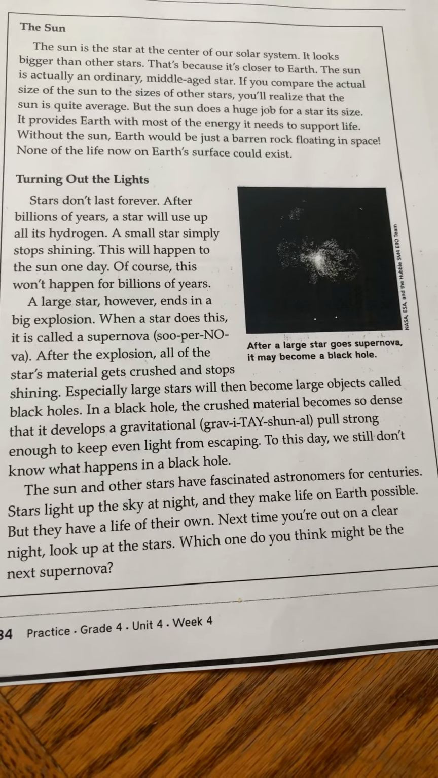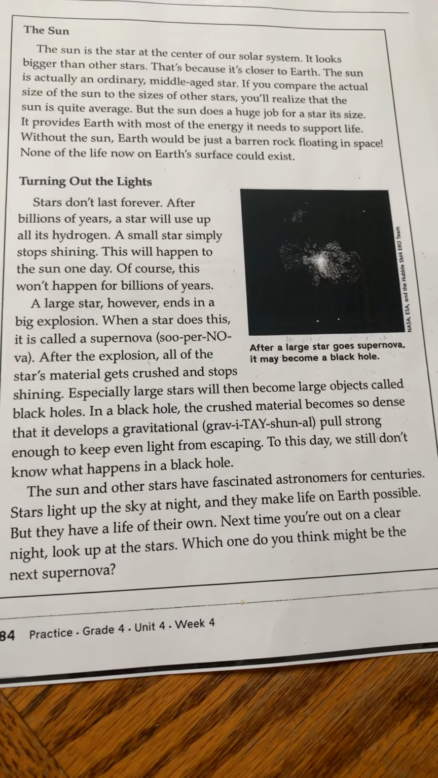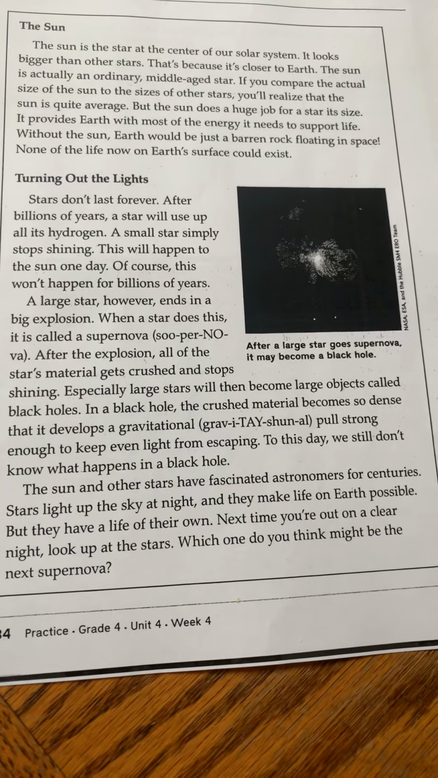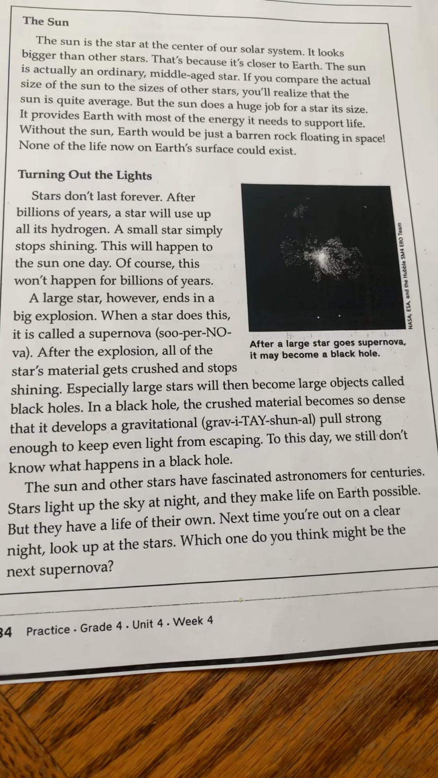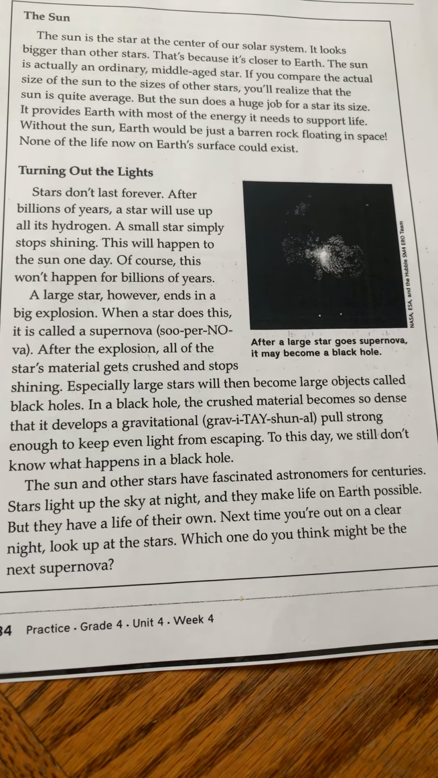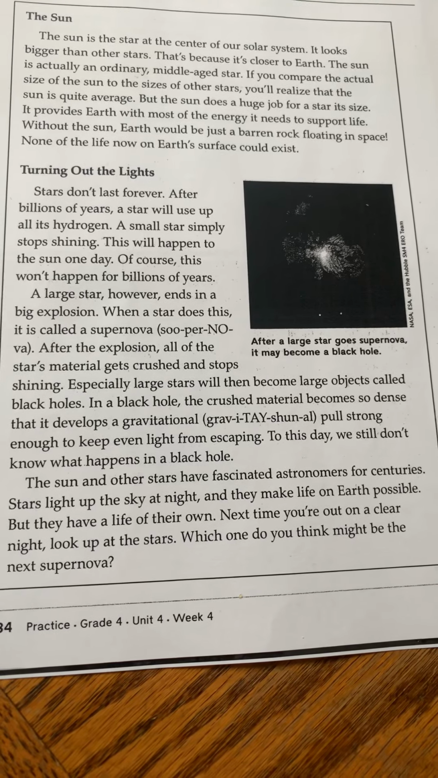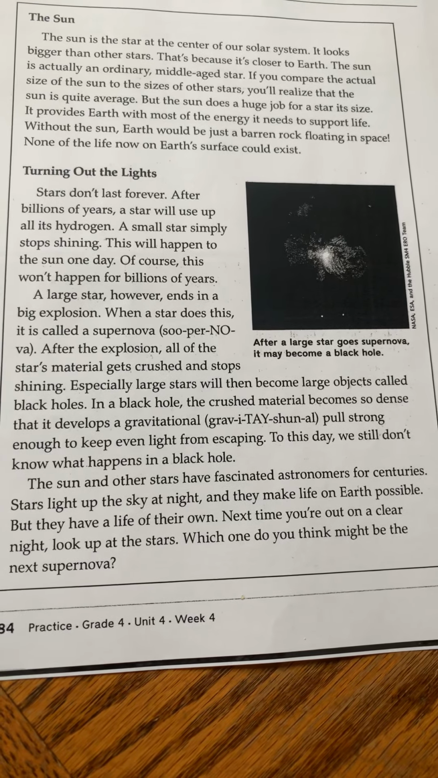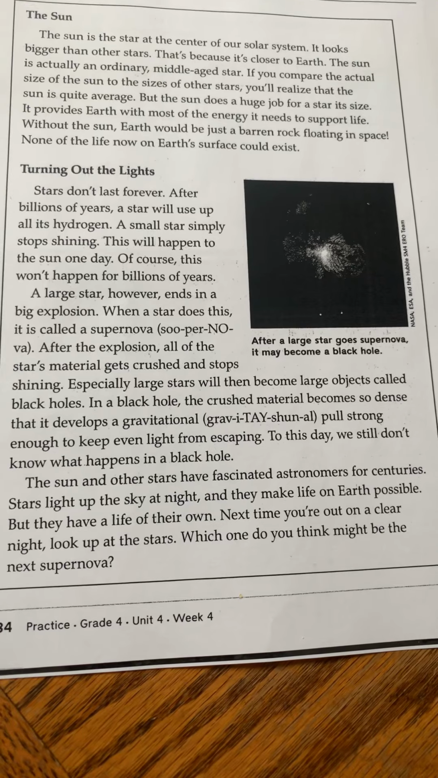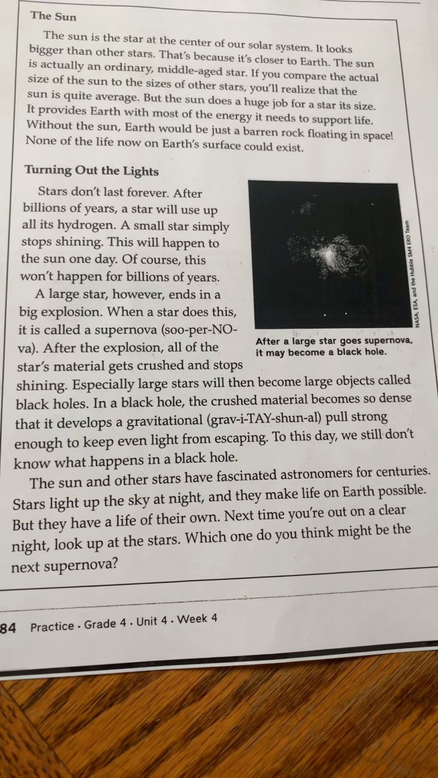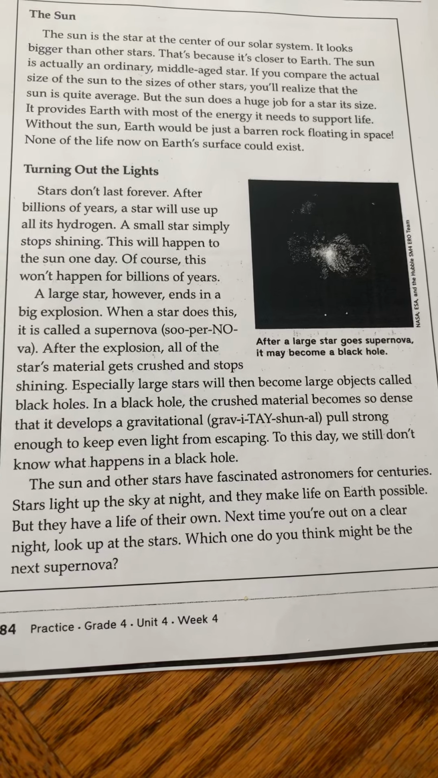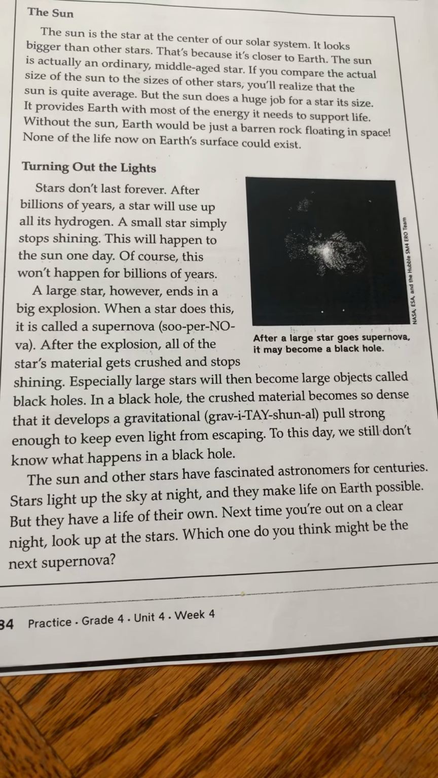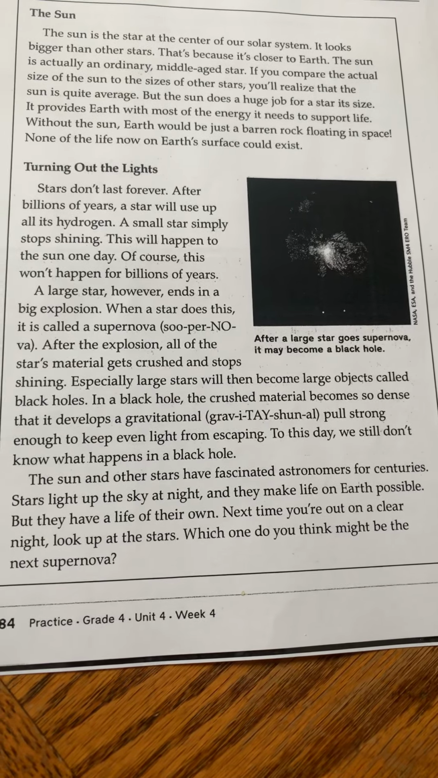A large star, however, ends in a big explosion. When a star does this, it is called a supernova. After the explosion, all of the star's materials get crushed and stop shining. Especially large stars will then become large objects called black holes. In a black hole, the crushed material becomes so dense that it develops a gravitational pull strong enough to keep even light from escaping. To this day, we still don't know what happens in a black hole.